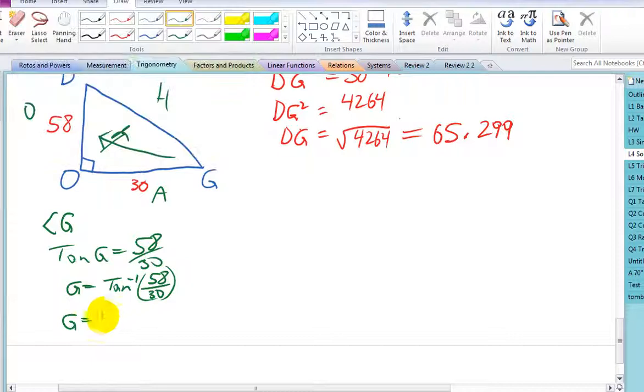So 63 degrees. Okay, then you can find angle D. This would be big D.